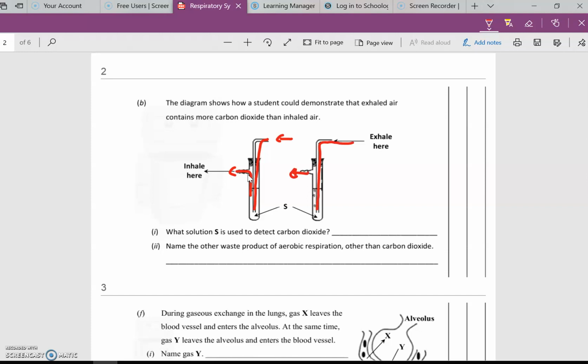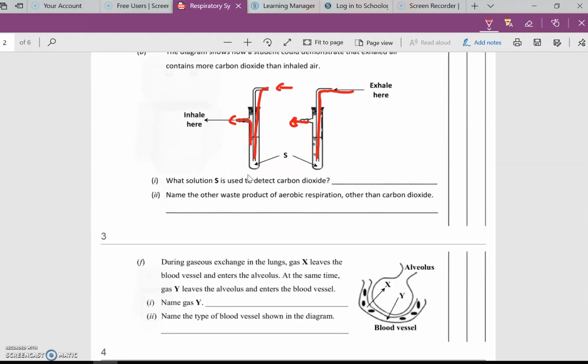So the solution S, I've mentioned already, is lime water. You'd have done with your teacher that lime water turns milky in the presence of carbon dioxide. The more carbon dioxide that's present, the quicker the lime water will go milky. So if you're inhaling through lime water, it's going to take a lot longer for the lime water to go milky than for exhaling, because there's a lot less carbon dioxide in inhaled air. There's a lot more carbon dioxide in exhaled air.